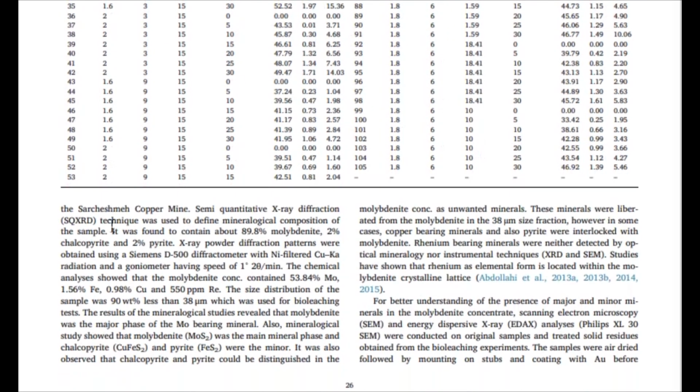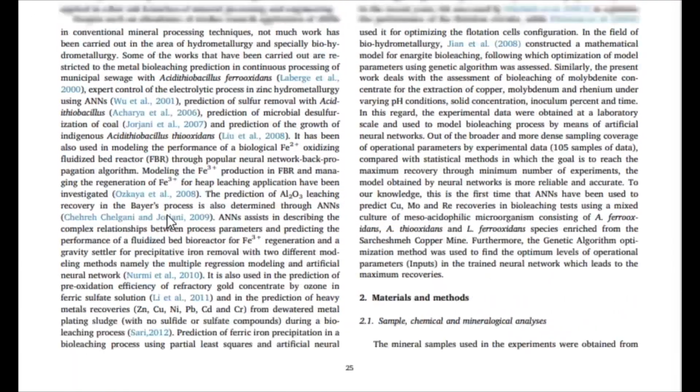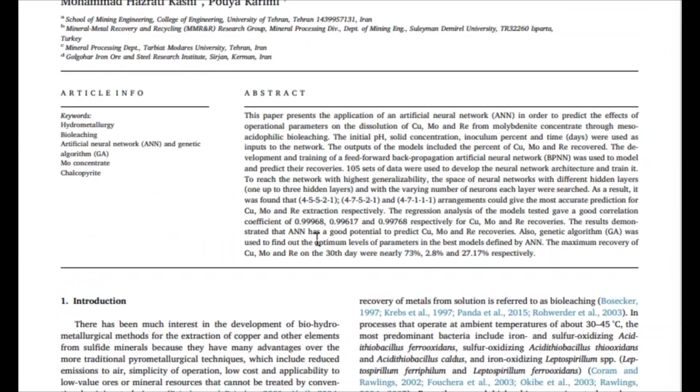The outputs of the models included the percent of copper, molybdenum and rhenium recovered. They found that maximum copper, molybdenum, and rhenium recoveries were to be obtained on the 30th day, with values as high as 72.99%, 2.83%, and 27.17%, respectively.